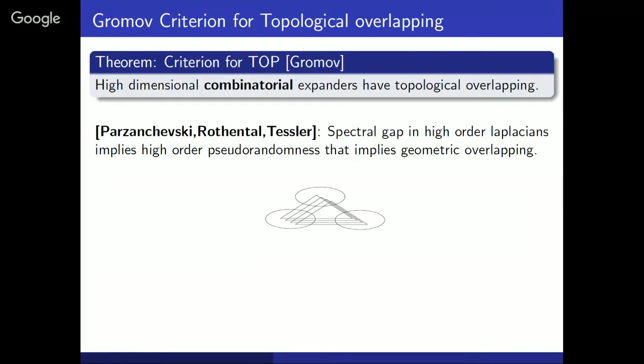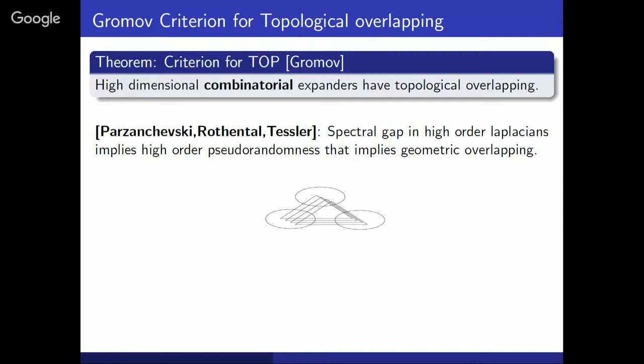So once Gromov showed this relation between combinatorial expansion and topological overlapping, people started to study it. In the higher dimensional case, you could also refer to some notion of Laplacians, which I don't define explicitly here. Like in graphs, where the Laplacian corresponds to the relation between vertices and edges, you can have higher order Laplacians that relate edges and triangles, and you can ask whether these high-order Laplacians have a spectral gap. What was shown is that a spectral gap in high-order Laplacians implies some pseudo-randomness property, which generalizes the phenomenon that we see in graphs.